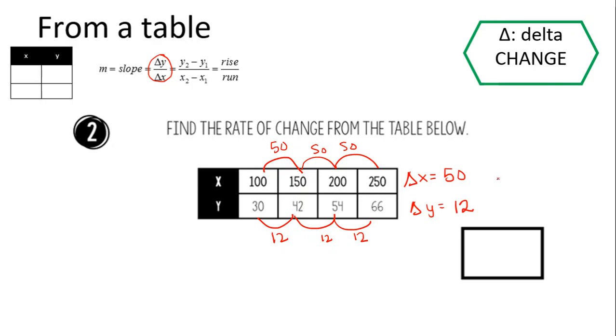Now, you have to be careful because your formula is change of y over change of x, which means this is 12 over 50. And we always reduce our fraction, always. So what number can go into both 12 and 50? For sure, 2 can. So we'll start there and divide both of those by 2. 12 divided by 2 is 6. 50 divided by 2 is 25. And when I double check, no other number goes into 6 and 25. So my slope is equal to 6/25.